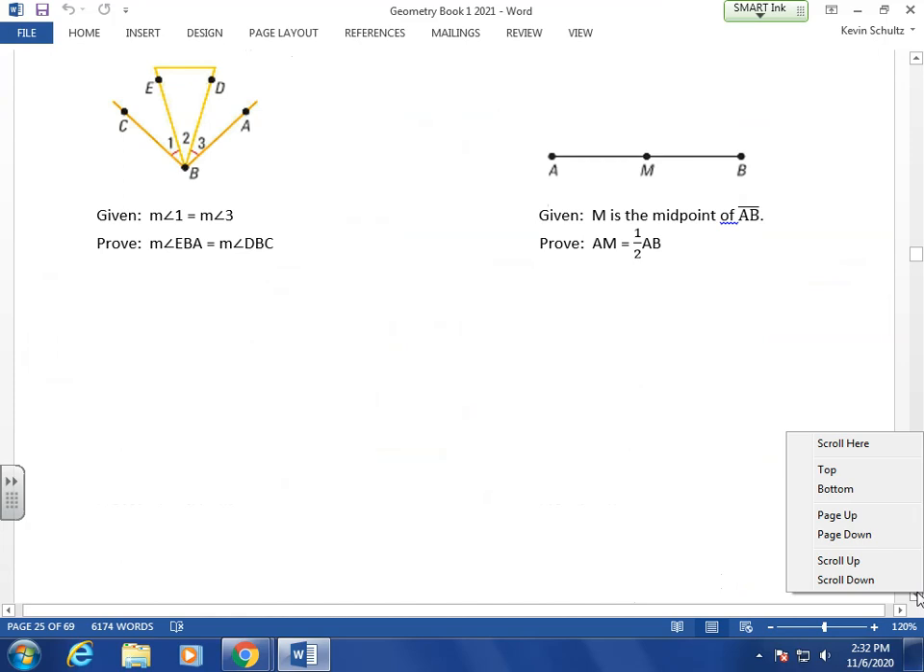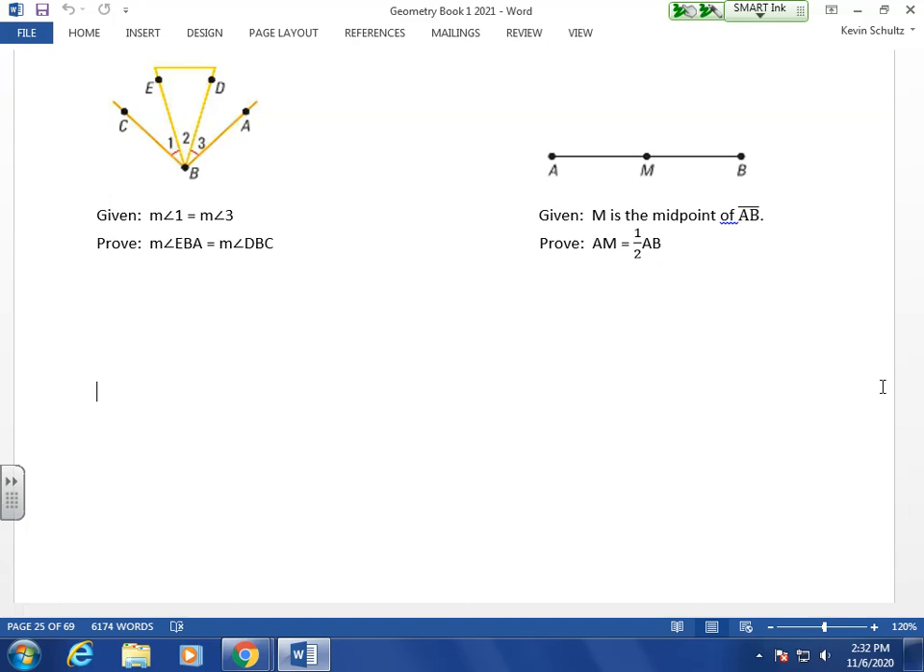Okay. So for this one, we're given that 1 is congruent to 3, and they're labeled there. They're numbered, labeled. The arcs are in there. So that's all there for you. And our job is to prove that EBA, which is angles 2 and 3 together, is equal to DBC, which is 1 and 2 together.